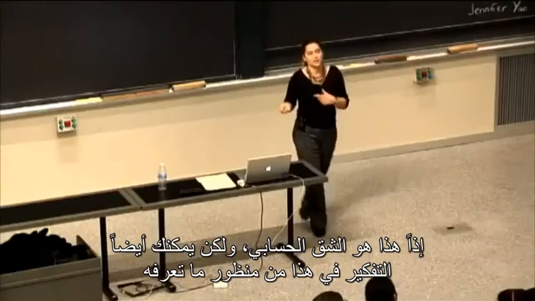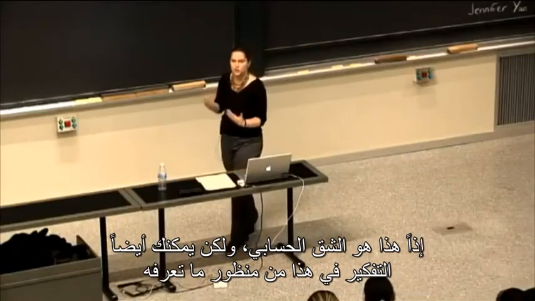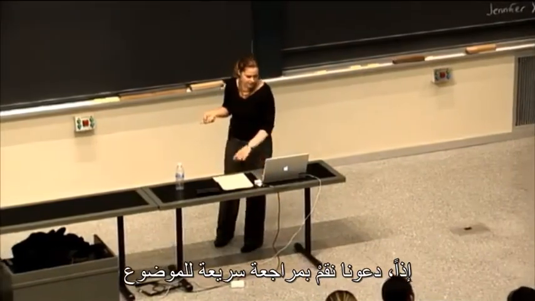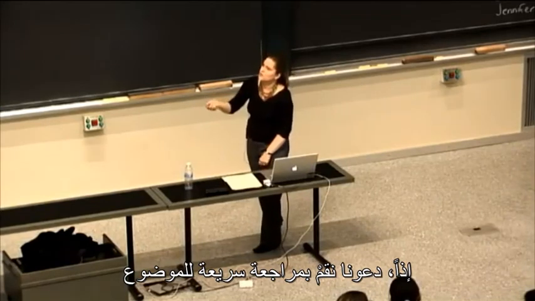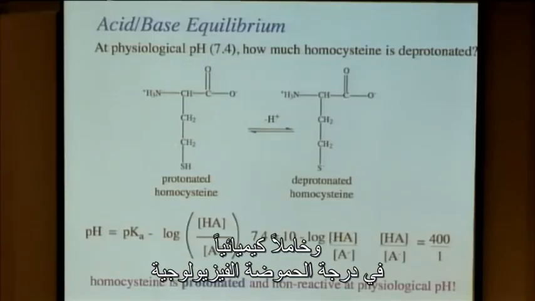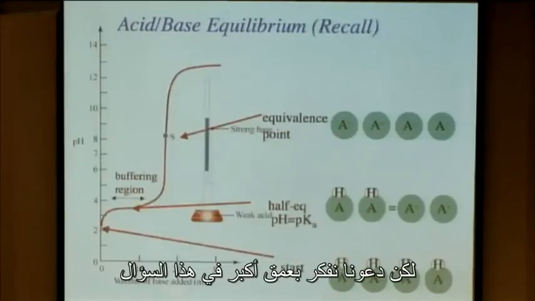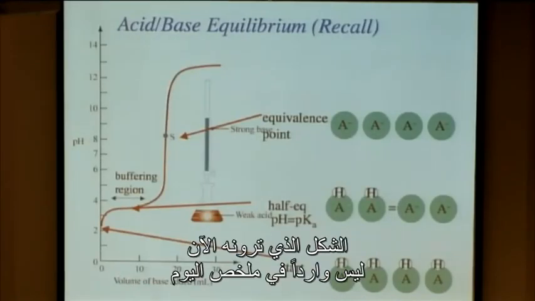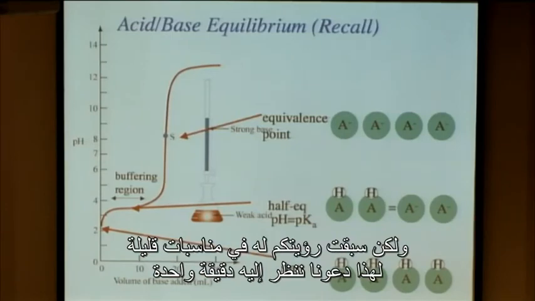So that's the math, but you can also just think about it in terms of what you know. So let's just do a brief review. The answer here is that free homocysteine is protonated and non-reactive at physiological pH. But let's think about this question a little more. This is not a figure in today's handout, but you've seen this a few times. So let's just look at it for a minute.